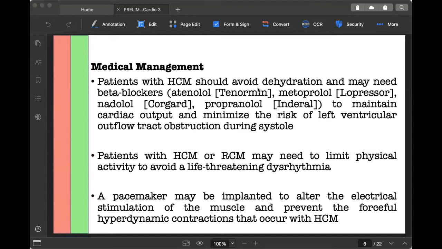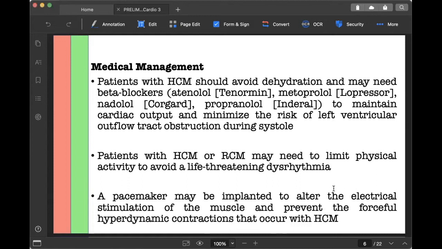Patients with hypertrophic cardiomyopathy should avoid dehydration and may need some beta blockers. This is to maintain cardiac output and minimize the risk of left ventricular outflow tract obstruction during systole. Patients with hypertrophic or restrictive cardiomyopathy may need to limit physical activity to avoid life-threatening dysrhythmias. So, more or less, they are kept at a rest state so that arrhythmias will not be triggered.